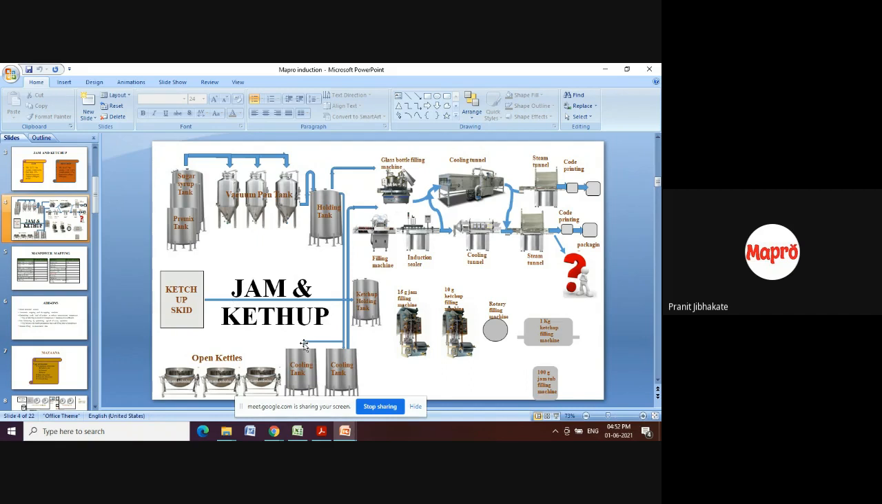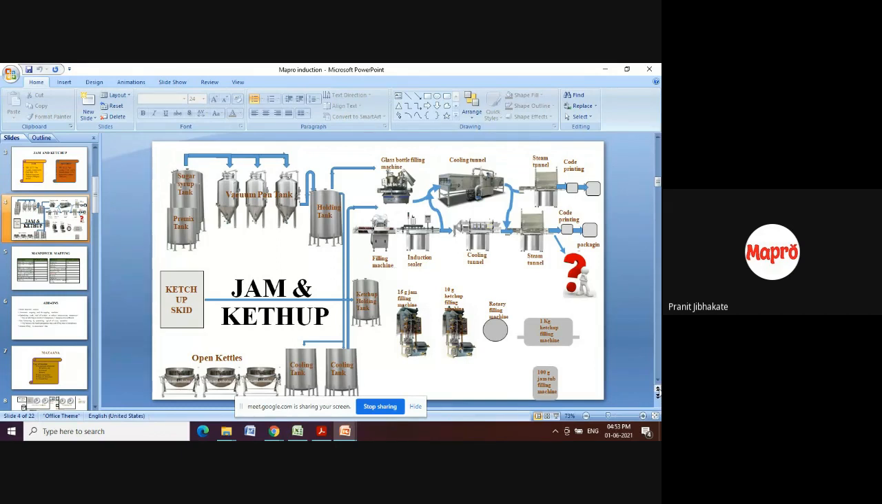So at what stage are we adding this? After taking the premix, like tomato paste and sugar syrup, we are boiling it to the desired level, around 50 degree Brix. Then we add pectin, but here we are adding a different pectin than in jam.